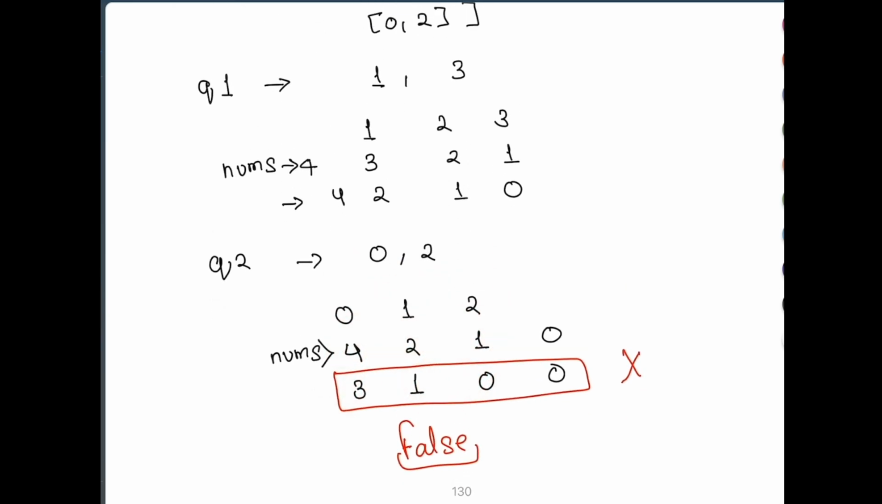So this 4 will be 3, 2 will be 1 and 1 will be 0. Now we don't have any more queries left, and this is our final nums array after performing the decrements at the possible indexes. Now this is not the 0 array. We have 3 and 1 which is not 0, right? In a 0 array all elements should be 0. So this is not a 0 array and we need to return false. And that's how we need to do.